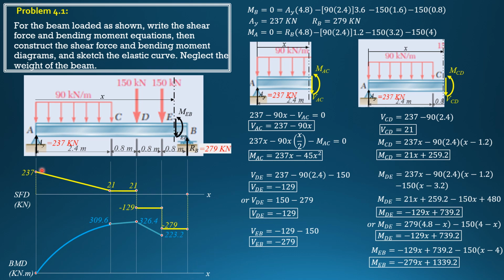So this is now the shear and the moment diagram. So that completes this problem. And let's sketch the elastic curve because the moment is all positive. This is the moment diagram, positive. The positive bending is smiley, so the elastic curve will also be smiley, as shown in the figure. So that's the sketch of the elastic curve. So that's it for this problem.